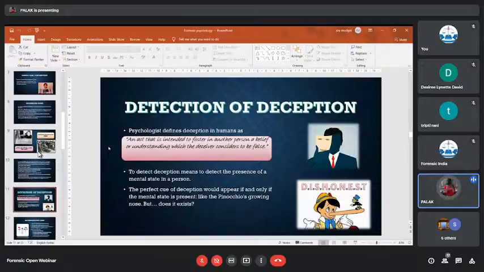The perfect cue to deception would appear if and only if the mental state is present, like Pinocchio's growing nose, but it doesn't exist. If anyone has not heard about Pinocchio, let me tell you, Pinocchio is an animated puppet who is punished for each lie that he tells by undergoing growth of his nose. Every time he lies, his nose grows, but he did not stop lying. And he used to tell everyone that like people grow fruits and vegetables, I'm growing my nose.